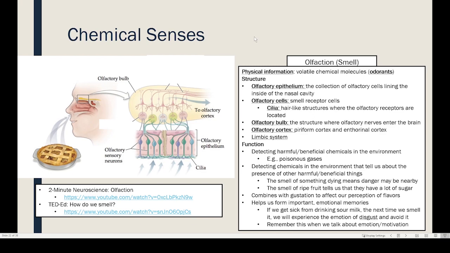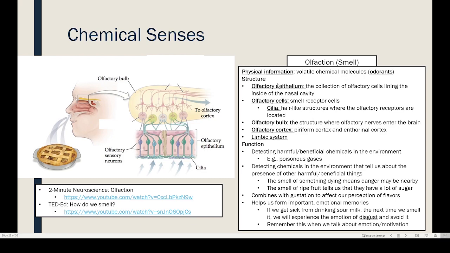All right, so the second chemical sense is olfaction, or smell. So physical information, we know it's going to be chemical molecules because both the chemical senses are. But in this case, it's volatile chemical molecules that we call odorants. Volatile just means that they are suspended in the air. So that's why you have to breathe in air through your nose to smell things. It's these volatile chemical molecules.